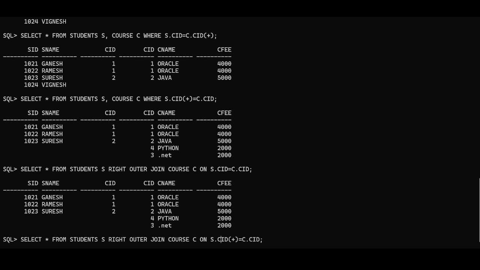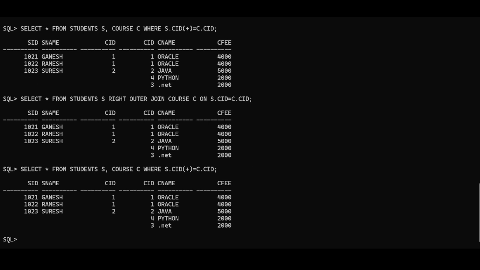Okay, the plus operator will be used on the left side, and you are not supposed to use the ON clause. Instead of ON, you will be using the WHERE clause. There should not be any join key. Instead of the join key, you will use a comma to separate the two tables. Right? This is the right outer join.